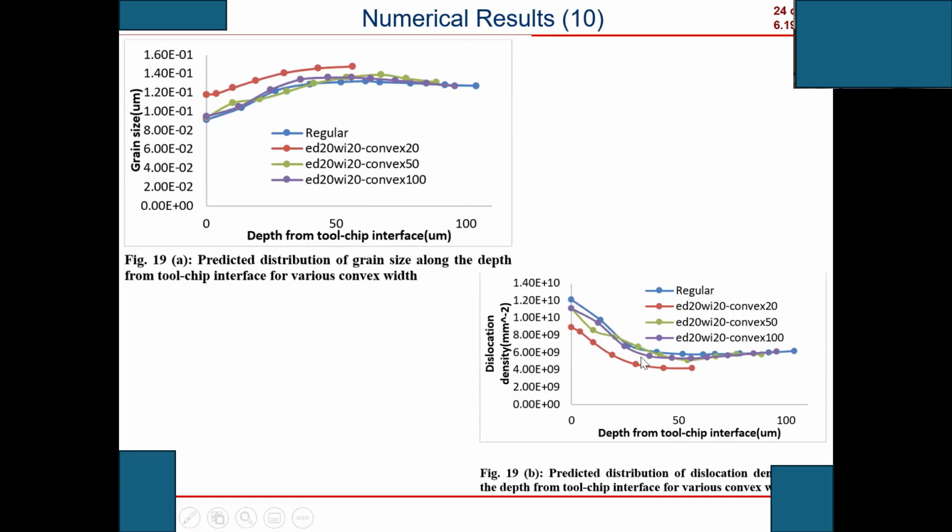The reason is that for these three curves, right? 1, 2, 3, for these three cases, the chip thickness is comparable. However, for this one, the chip thickness is much lower. So this is from here. Here, this point is on the tool chip interface, and from here to here is how thick your chip is, right?